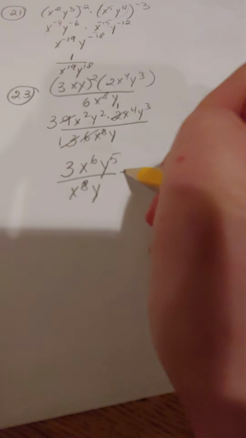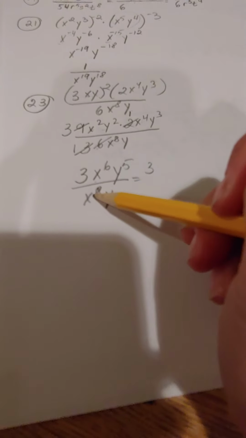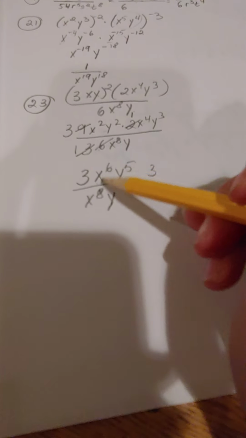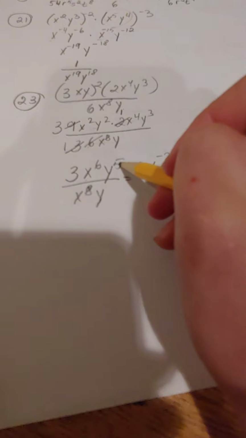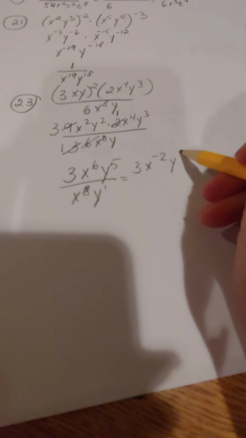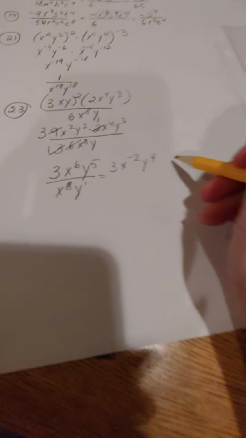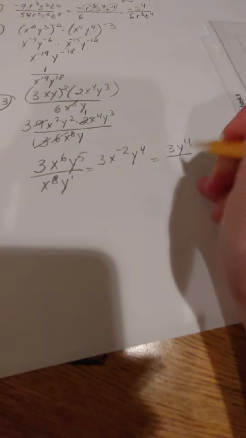Now we are going to divide. 3 is left alone. X to the 6th power over x to the 8th power: 6 minus 8 is negative 2. Y to the 5th over y to the 1st is y to the 4th. X is not happy. It has a negative exponent. So everything but x stays on top, and x goes down with a positive exponent. And finally, the final problem is problem 25.